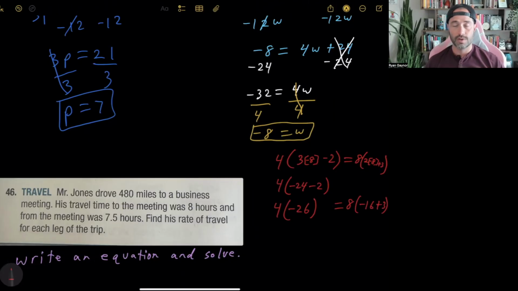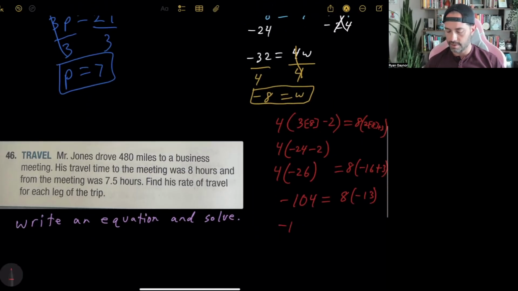So then we have 4 times negative 26. That is going to be negative, well, if we did 4 times 25, that would be 100, but then there's still 4 left over because it's really 26, right? So 25 plus 1 is 26, and I'm doing that 4 times, so that means I'm missing 4 ones. So it's really negative 104 equals, this is 8 times negative 13. So we have negative 104 equals 8 times negative 13.